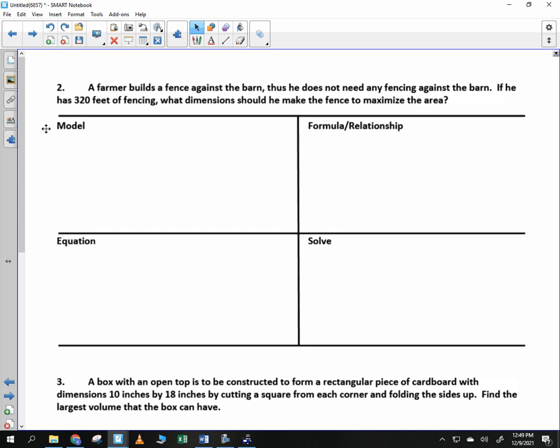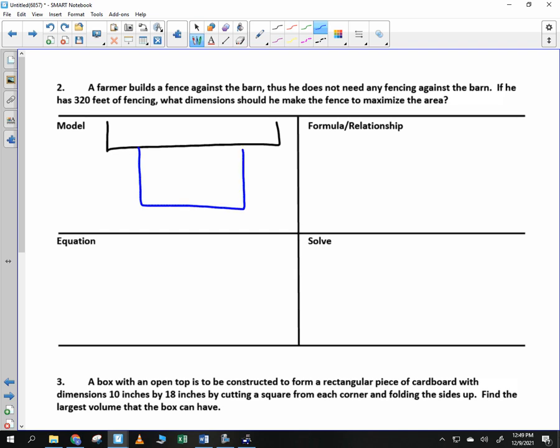All right, so the next one, I'm going to find a set of notes and give it to Leon. Farmer's building a fence against the barn, but this time, since it's against the barn, he doesn't need fencing against the barn. Get my point? So I'll just draw the picture. So therefore, we've got length, but we've got 2 widths, but just 1 length. See that? Go. Very similar to the last problem. See what you can come up with.